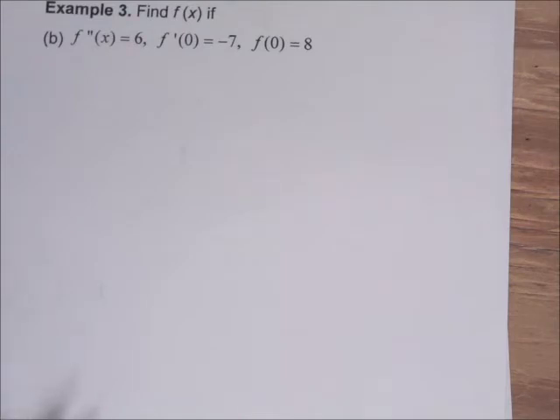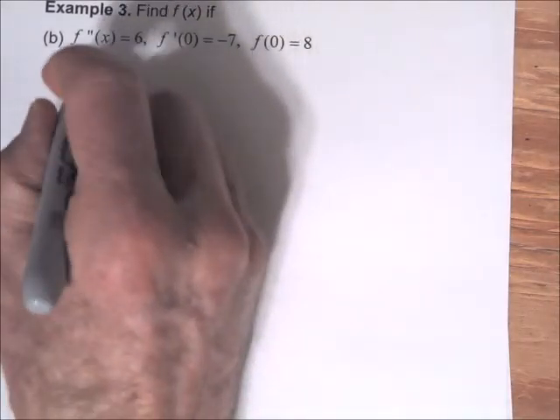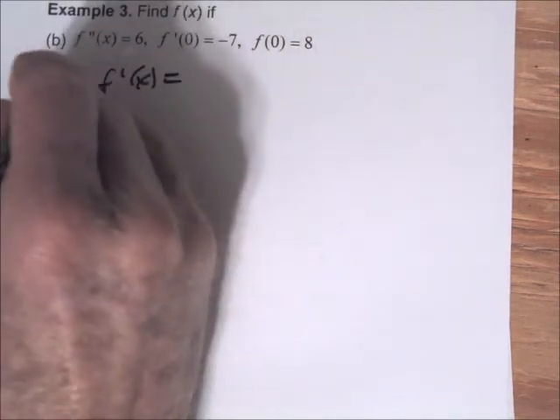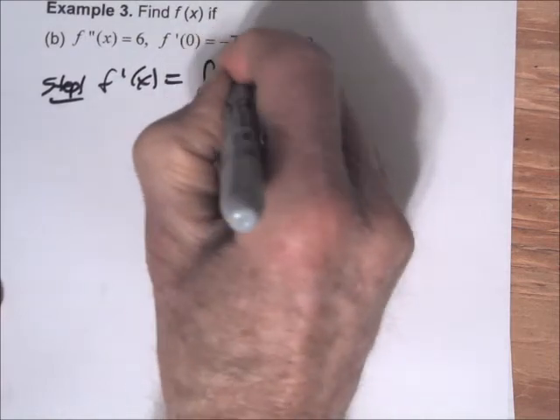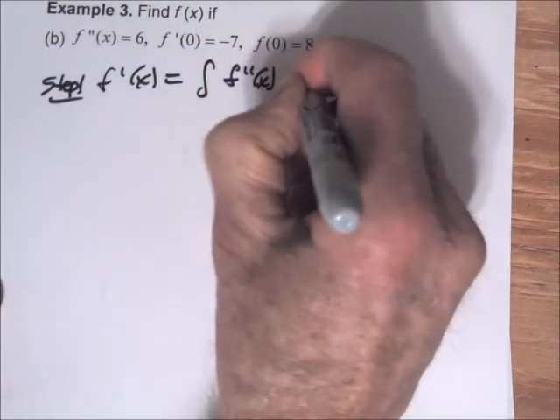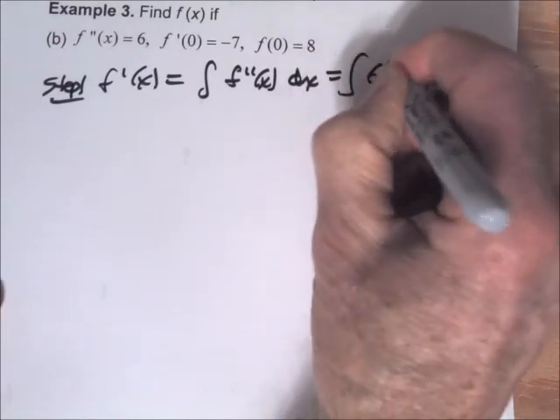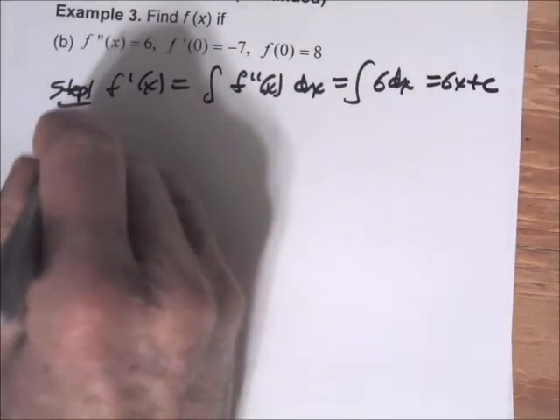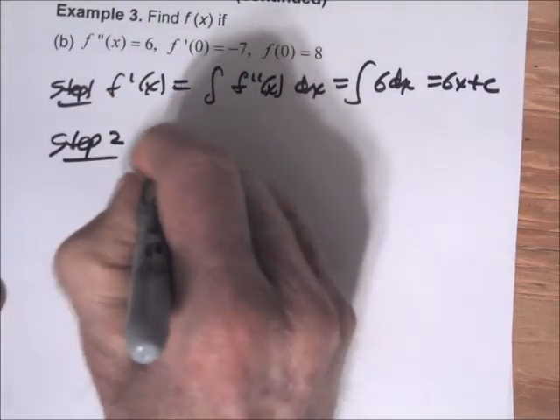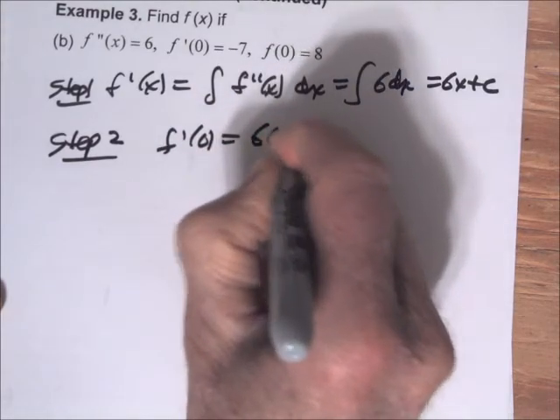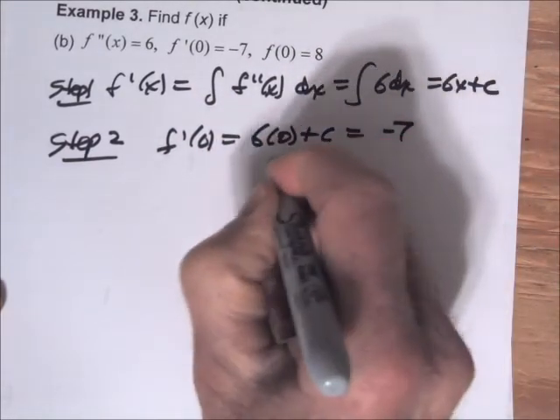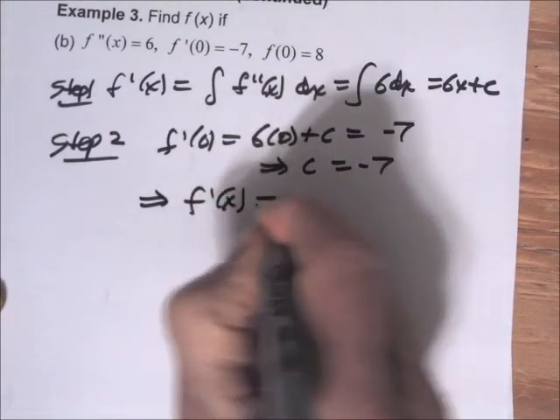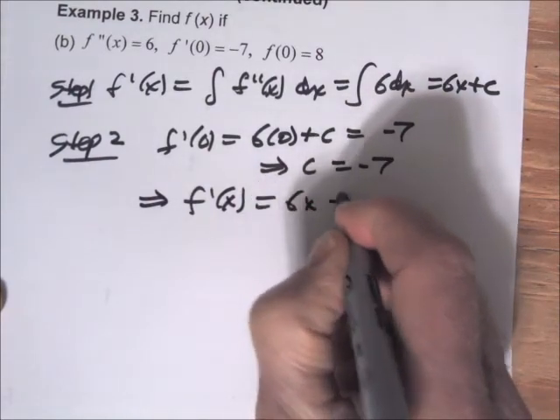Another example here, the same thing. We're given f double prime of x, so f prime of x is going to be the antiderivative of f double prime of x. And that's the antiderivative of 6 dx. And that's equal to 6x plus a constant. Step 2, we want to find out the constant. f prime of 0 is 6 times 0 plus a constant, and that has to equal negative 7. That means the constant is negative 7. And that means that f prime of x is 6x minus 7.